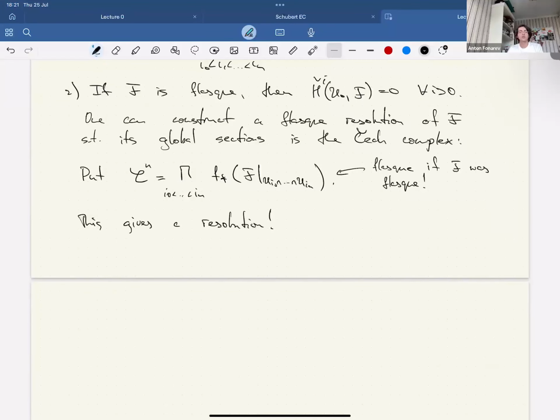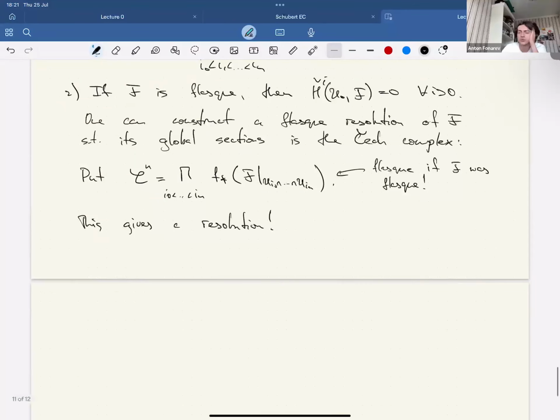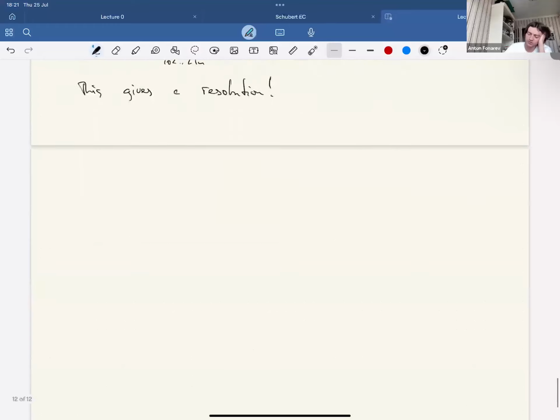So what do we conclude? We conclude that the cohomology of this complex on one hand computes the usual cohomology, but on the other hand it computes the Čech cohomology. So in particular, we conclude that the cohomology vanishes.